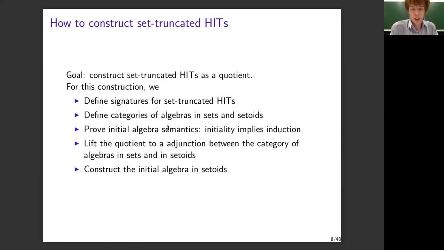After that, we show that we have an adjunction between the category of algebras in sets and in setoids. And then to construct the higher inductive type, it suffices to construct the initial algebra in setoids, which is more doable than constructing the higher inductive type directly. We'll discuss the red items in more detail. The other parts, so initial algebra semantics and how to construct the initial algebra in setoids, we will not discuss further, but they are needed to make the argument complete.